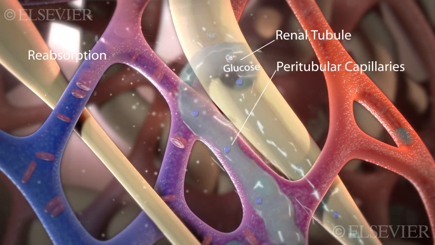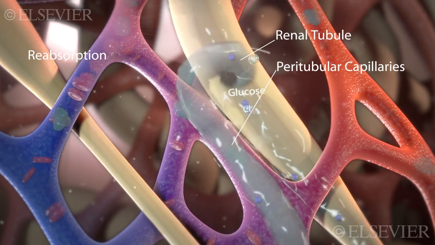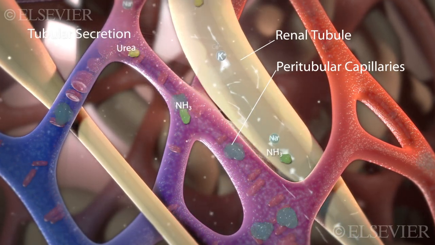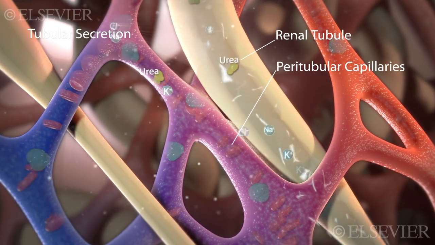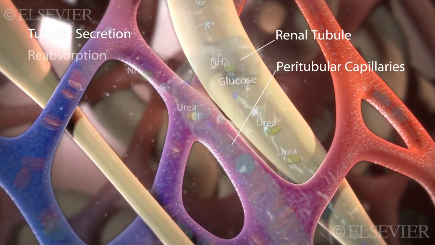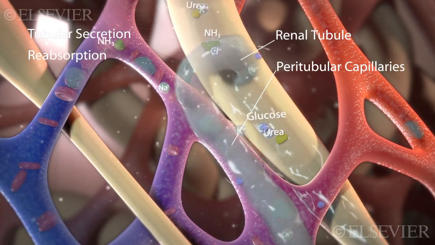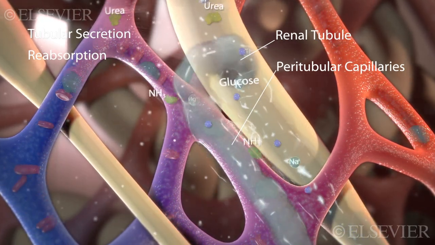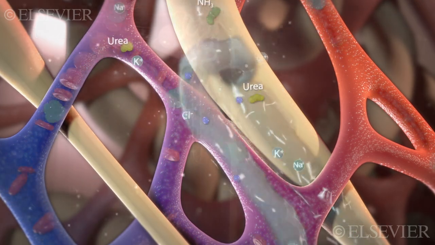More wastes and certain ions can move from the blood in the peritubular capillaries into the filtrate. This process is called tubular secretion. Reabsorption and tubular secretion are separate processes, but they actually occur at the same time. Specific parts of the nephron tubules reabsorb or secrete different ions and substances.